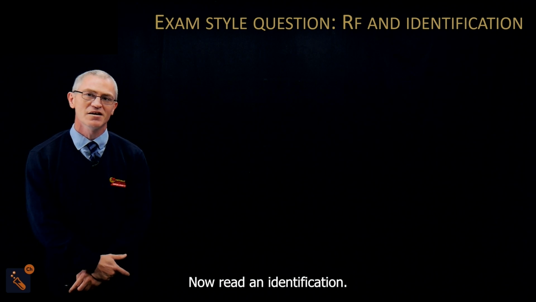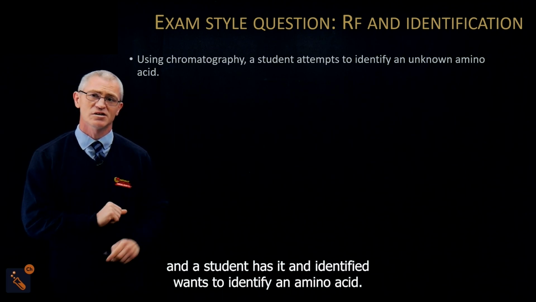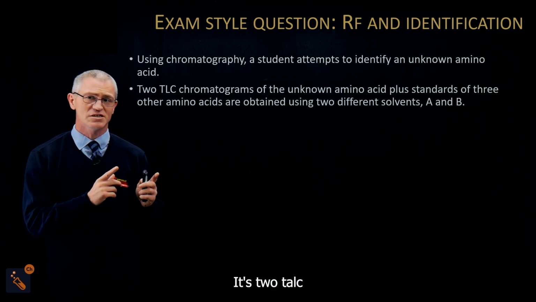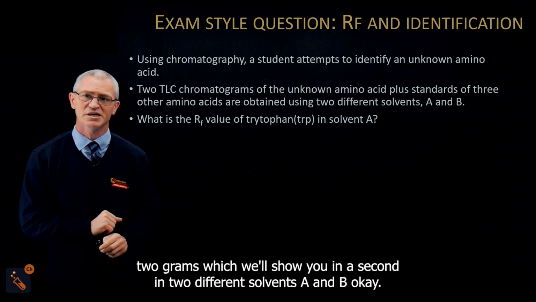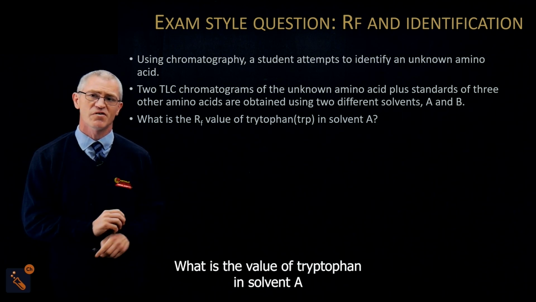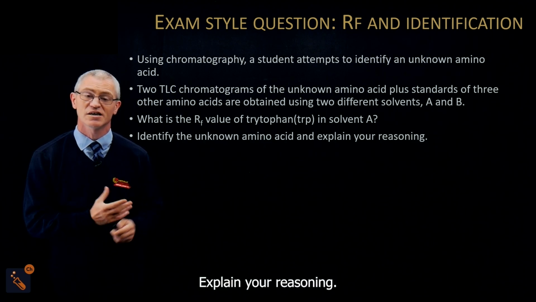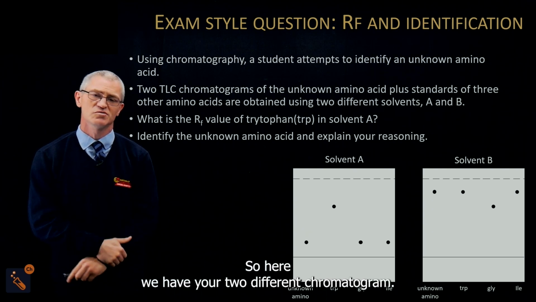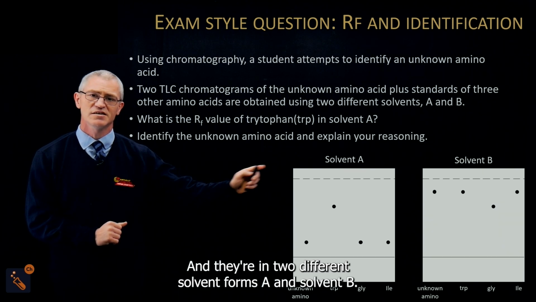Now, RF and identification. You have chromatography and a student wants to identify an amino acid. There are two TLC chromatograms, which we'll show you in a second, in two different solvents, A and B. What is the RF value of tryptophan in solvent A? And identify the unknown amino acid. Explain your reasoning.